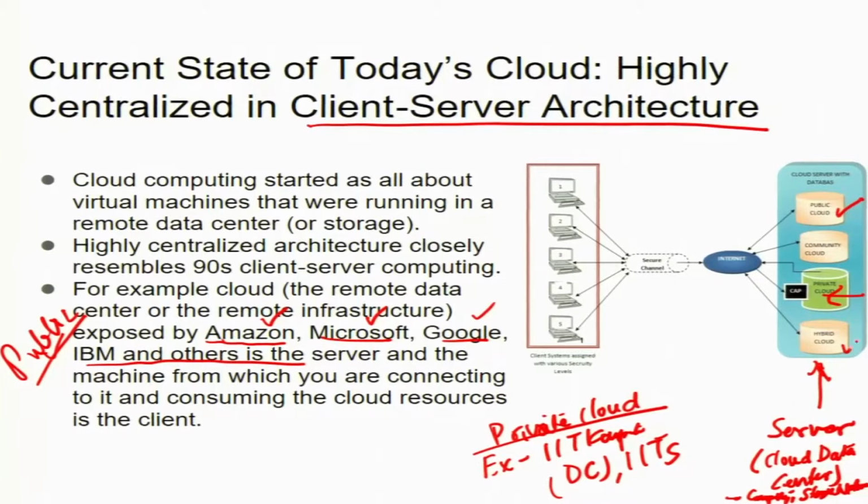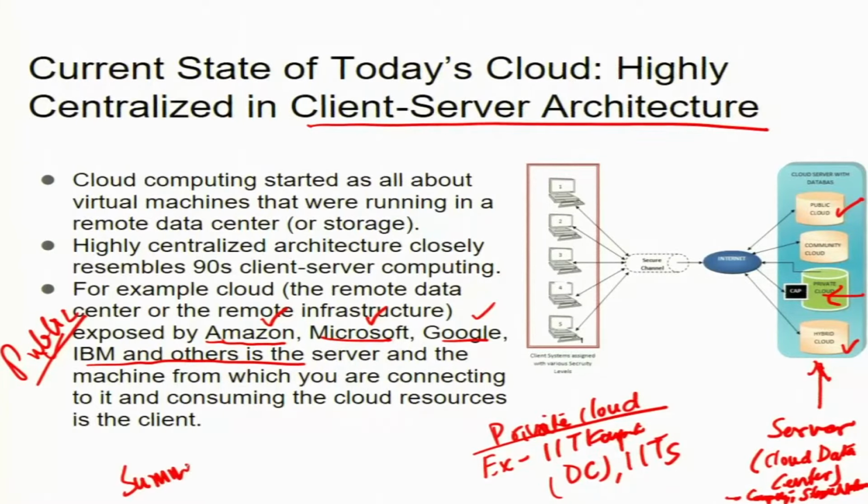And the hybrid is the combination of both, that is, organizations which use their own data center, as well as extend it so that it also uses the public infrastructure or the public cloud. If both the clouds are there, then it is called the hybrid cloud.